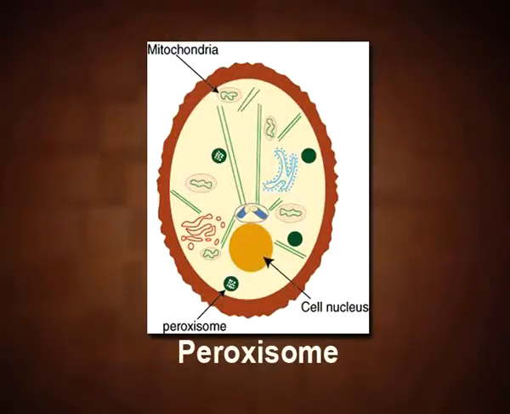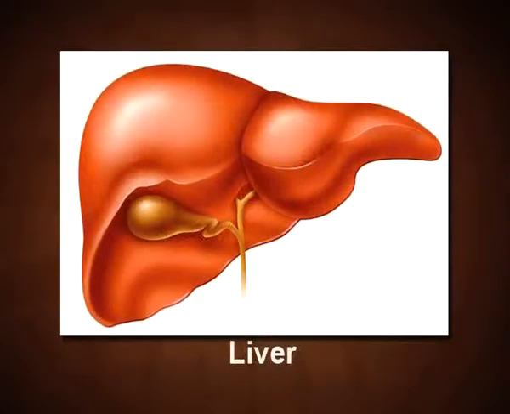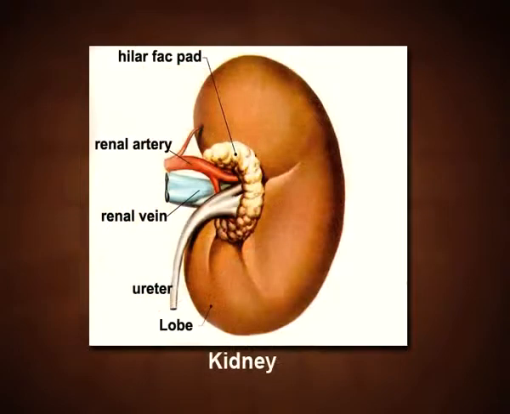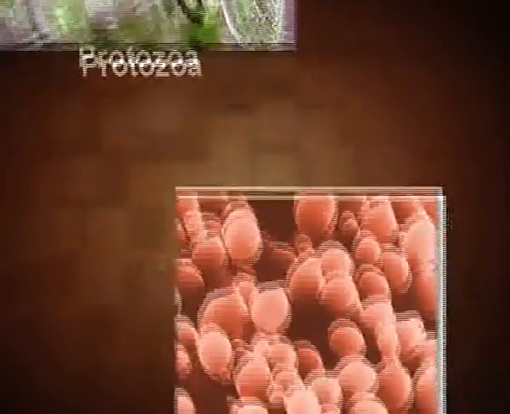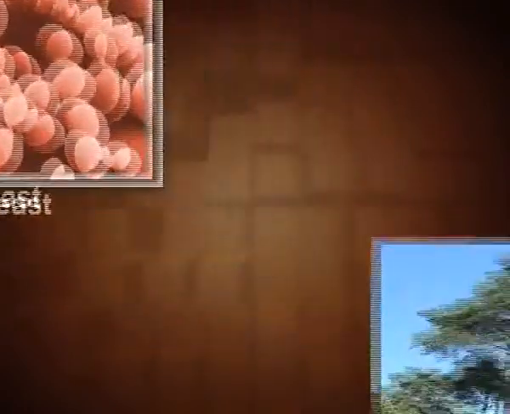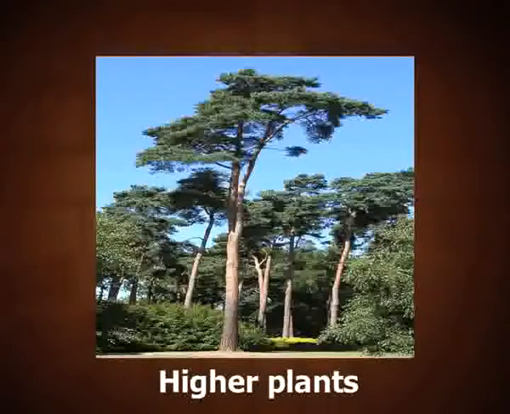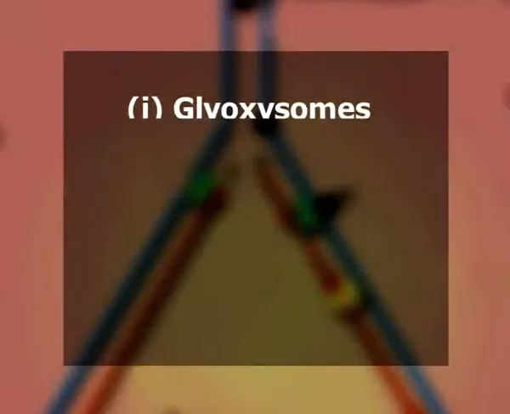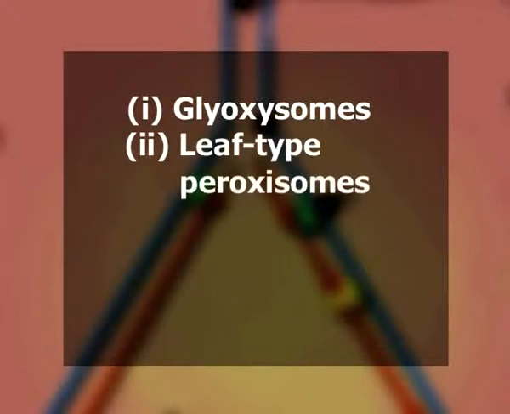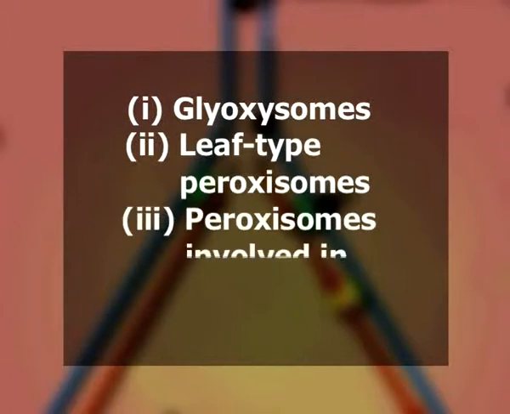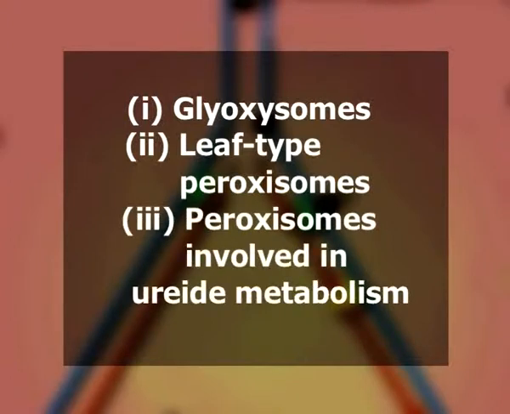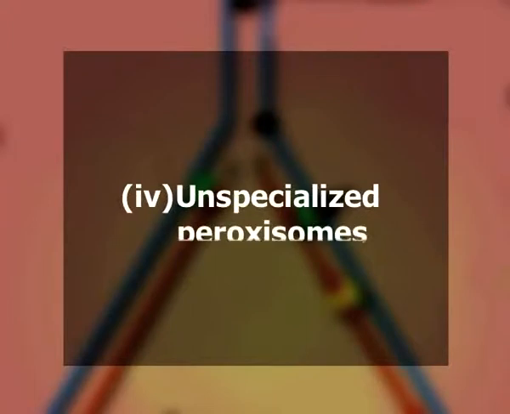Peroxisomes, though commonly found in liver and kidney of mammals, are also found in cells of protozoa, yeast and higher plants. In plants, the following 4 types of peroxisomes are known. Number 1, glyoxysomes. Number 2, leaf type peroxisomes. Number 3, peroxisomes involved in urea metabolism. And number 4, unspecialized peroxisomes.